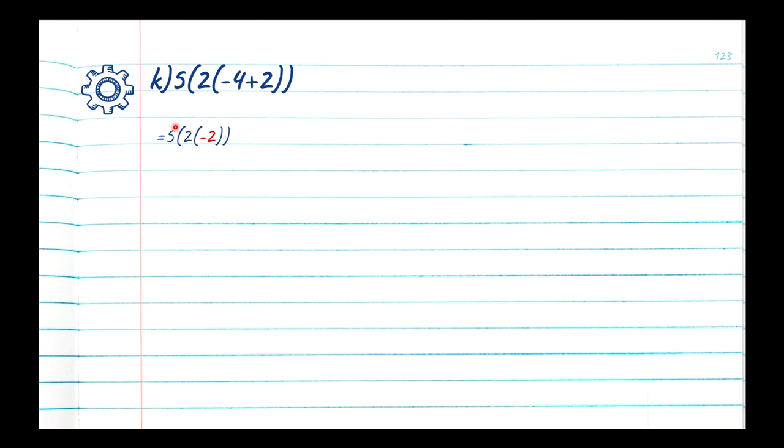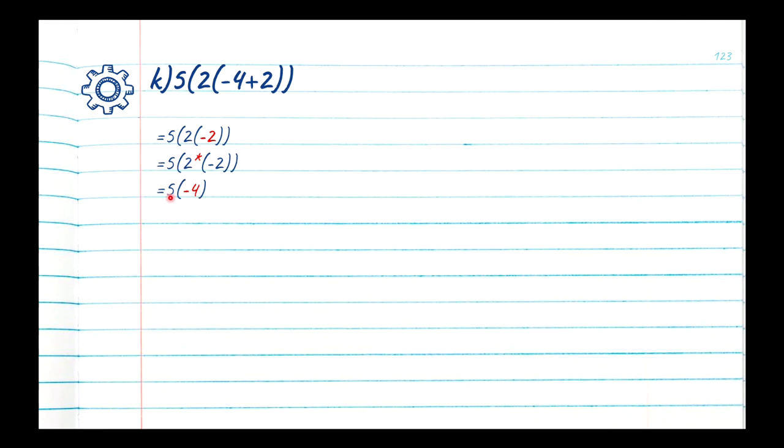So we have 5 opening bracket 2 opening bracket minus 2. So we have a 2 directly beside an opening bracket, so we're going to go ahead and solve that. That's expanding. Expanding means multiplying, and we always want to do the innermost brackets first, right? So 2 times negative 2. A positive times a negative equals a negative, and 2 times 2 is equal to 4.